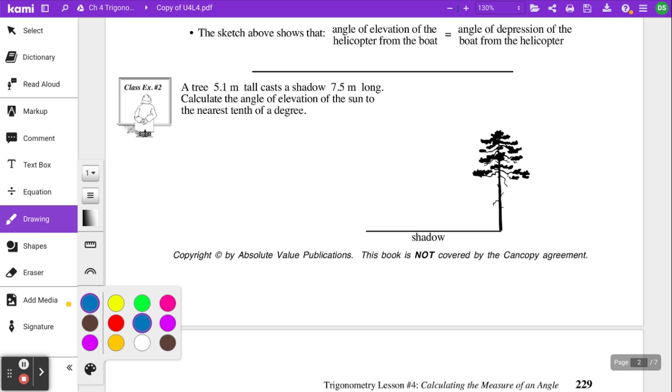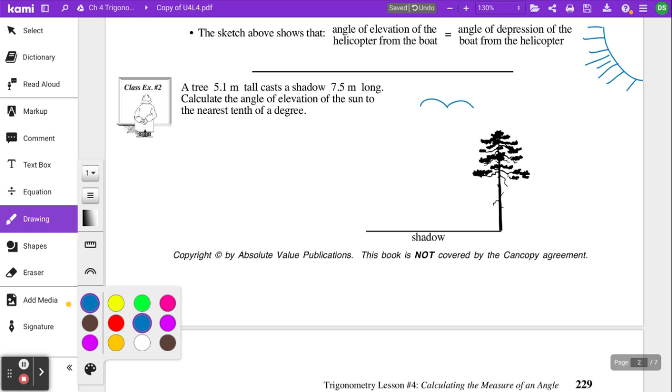So a tree 5.1 meters casts a shadow. If this is the tree and this is the shadow, the sun is over here, in the corner of your page, like when you were little and you drew the sunshine like this. Did you do that? Tell me that you did that. And then you drew the birds like this. Come on, did you draw birds like that on your page? You still draw birds like that.